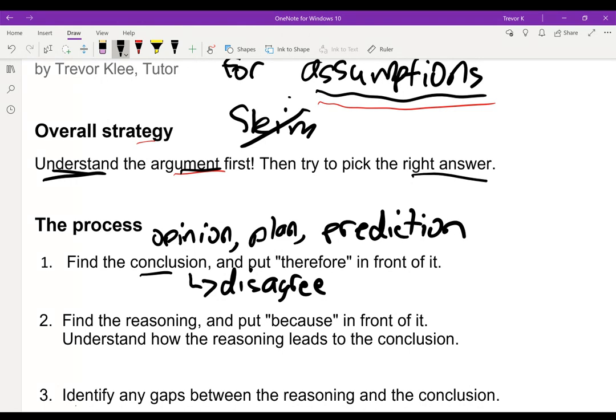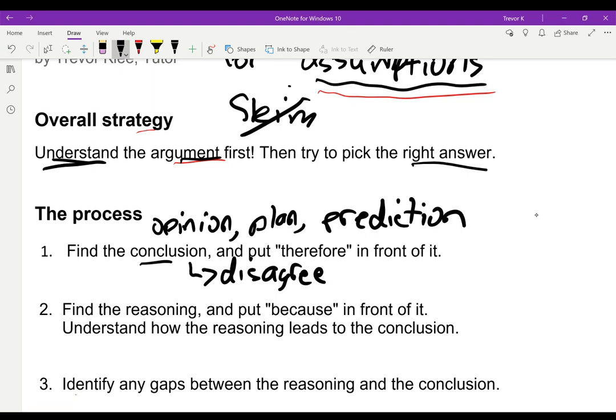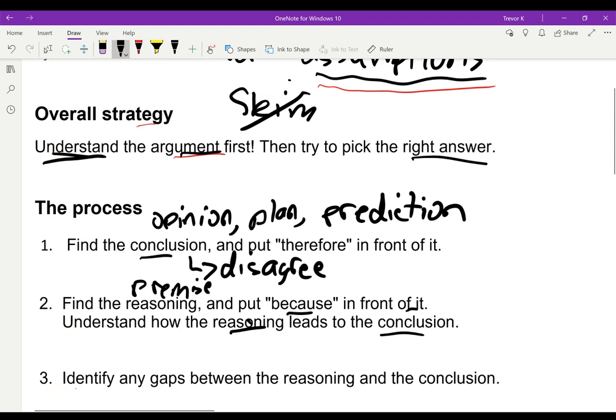Our second step in the process is to find the reasoning and put "because" in front of the reasoning. You might also hear this as the premise, right? We really want to make sure we understand how the reasoning leads to the conclusion. So we want: because this, therefore this. This is a really important thing to get really specific. How does the reasoning lead to the conclusion? Because normally it's in here that we will find our gaps. And our gaps are basically our assumptions.